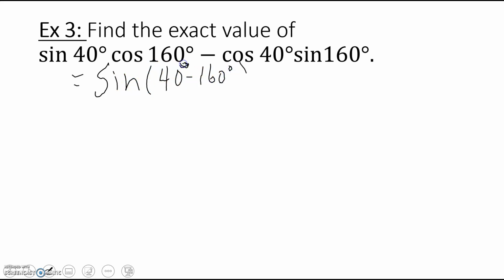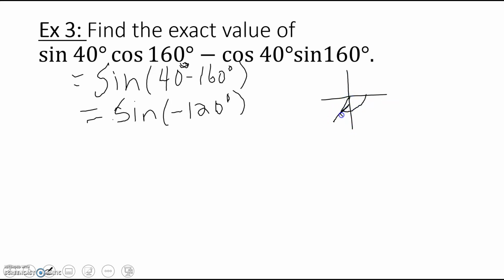So 40 degrees minus 160 degrees is sine of negative 120. If you think about negative 120, it's going to be over here. It will have a reference angle, if you did 180 minus 120, of 60 degrees. So that means this reference angle here is the 60 degrees, so it's going to share the same sign as 60 degrees. However, it's in the third quadrant, so it's going to be negative.